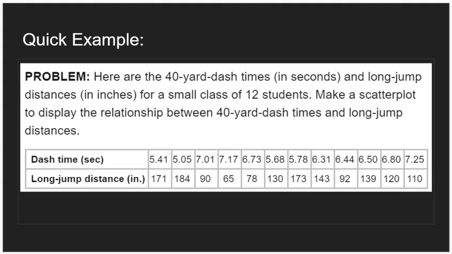All right, so here's our quick example. Here's our 40-yard dash time and long jump distance for a small class of 12 students. So again, my individuals are this class of 12 students. I'm taking 2 pieces of data from them, 2 surveys. One is their 40-yard dash time. The other is their long jump distance. Make a scatter plot to display the relationship between 40-yard dash times and long jump distances. And here's that data for you right here.